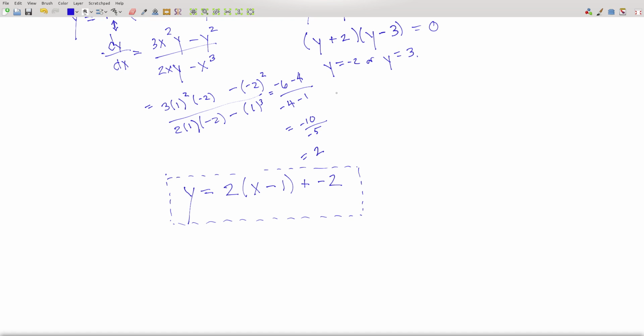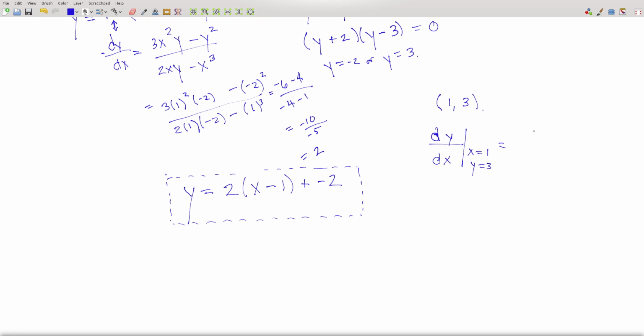Let's now find the other equation. Well, the other equation is when we're at the other point, and the other point is 1, 3. All right, so we're going to have to find the new slope. What is the slope of that line of tangency? To do that, we will plug in the value of x and y at that point. So we're going to find dy/dx evaluated when x equals 1 and y equals 3.